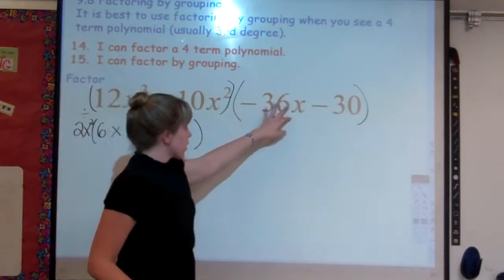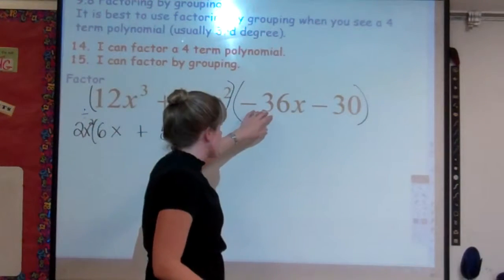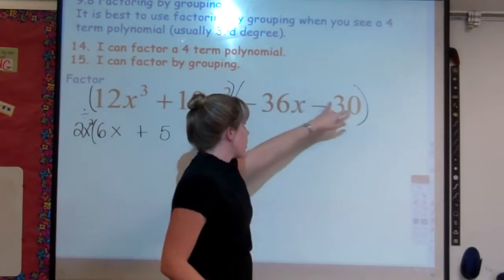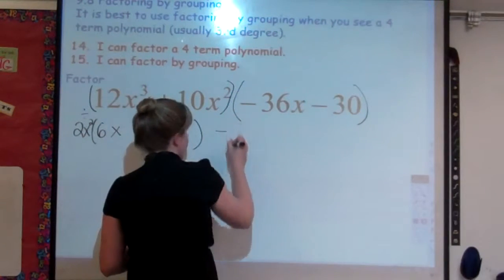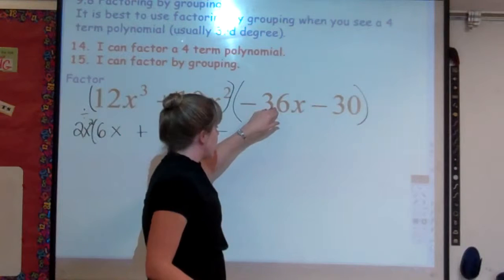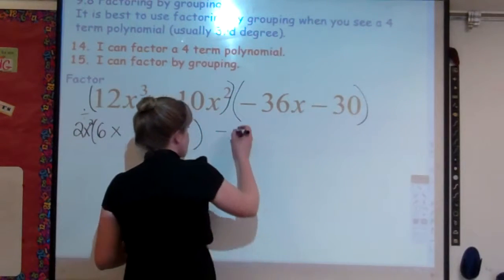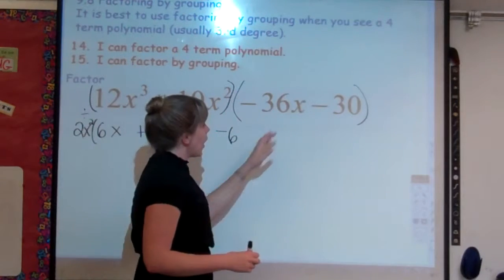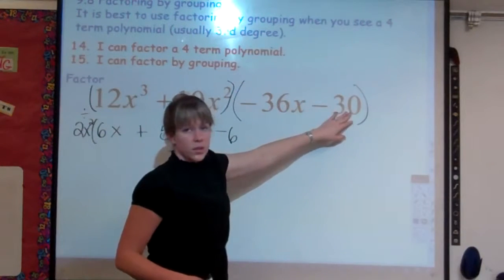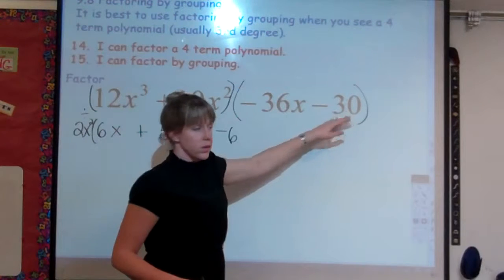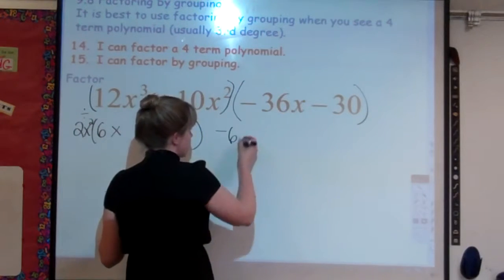Then I go to my second group, and I say, okay, what's the greatest common factor here? Since they're both negative, I know I can factor out a negative number, and in this case, the greatest common factor between 36 and 30 is 6. And since this has an x, but this one doesn't, I'm not going to factor out any x's. I'm just going to factor out negative 6.